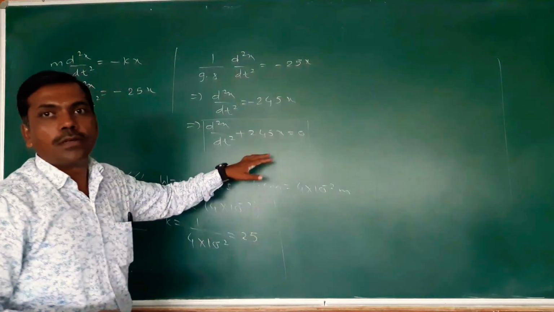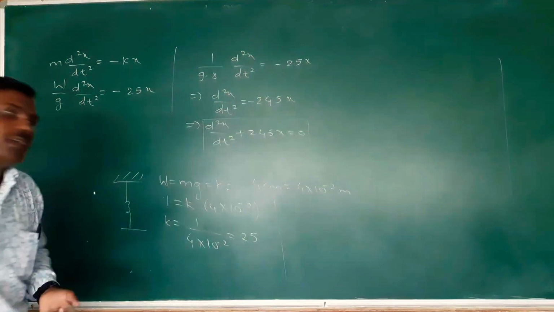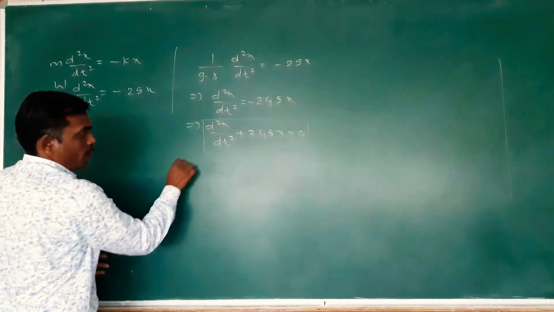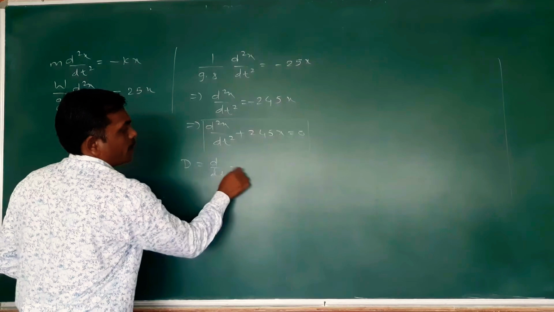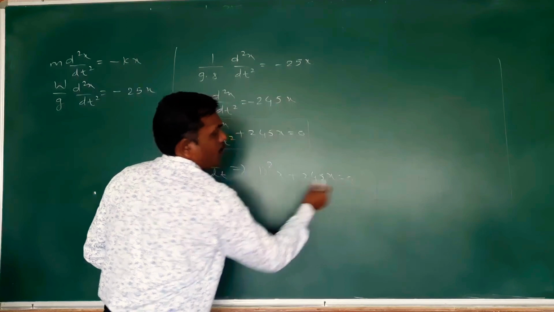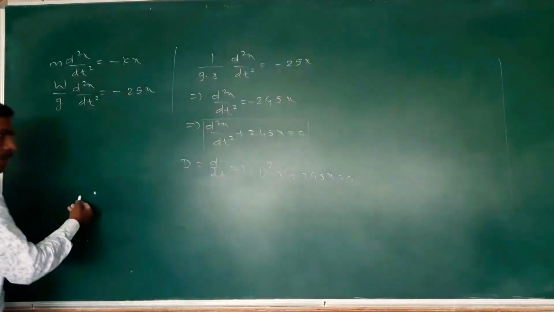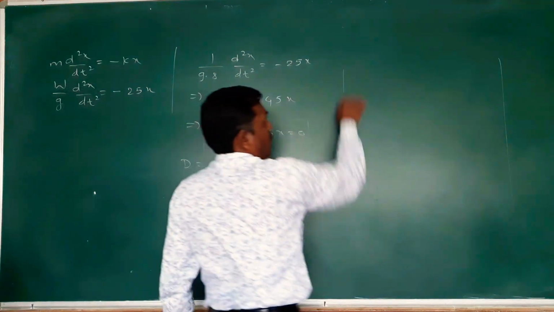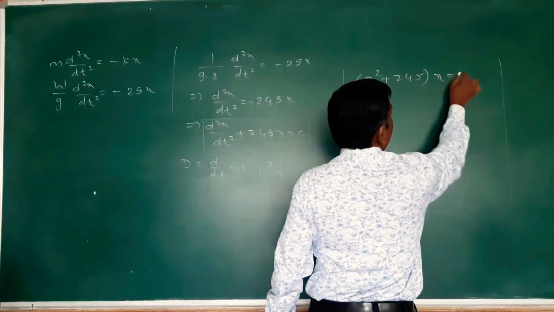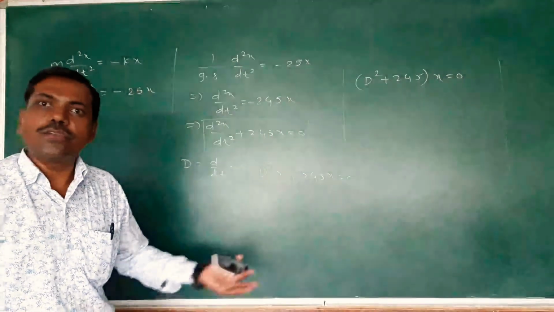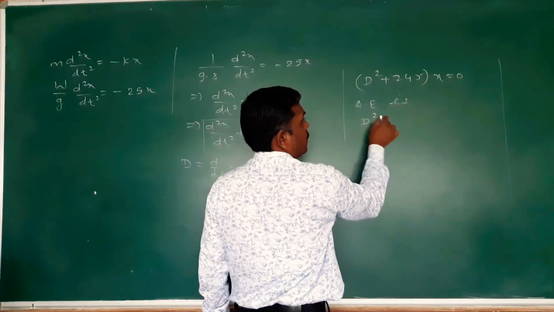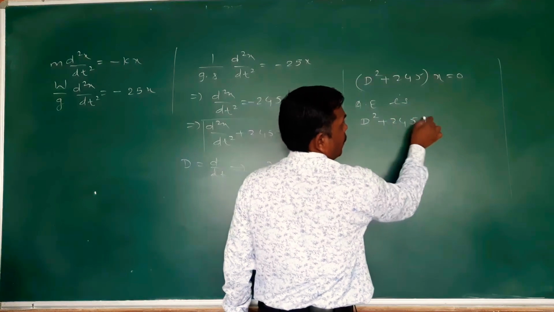Now we need to solve it, and we know how to solve it because we have studied linear differential equations. So let capital D equal d/dt. So I get here D²x plus 245x is equal to 0. Take x common. So here (D² plus 245) x is equal to 0. Find the auxiliary equation and complementary function. So the auxiliary equation is D² plus 245 is equal to 0.